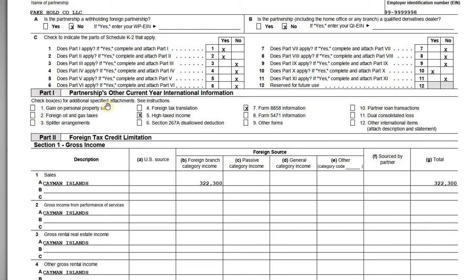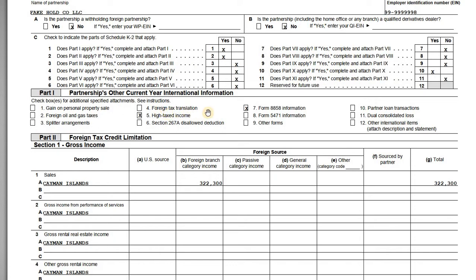Now, the other pieces here, I'll just touch on these briefly. Gain on the sale of personal property. This would be like if you sold stocks or bonds, right? Those are treated as the sale of personal property. It's sourced to the residence of the seller. We don't have foreign oil and gas tax issues, no splitter arrangements.